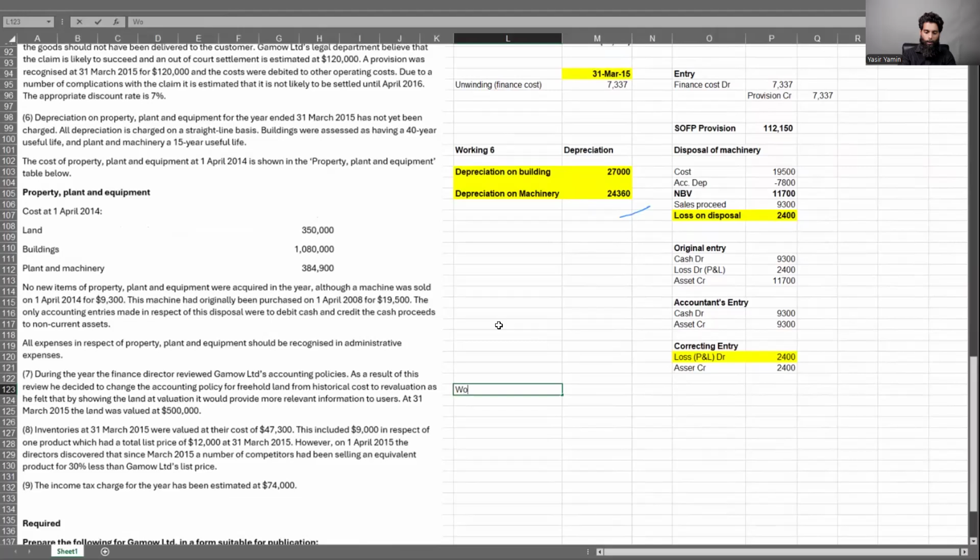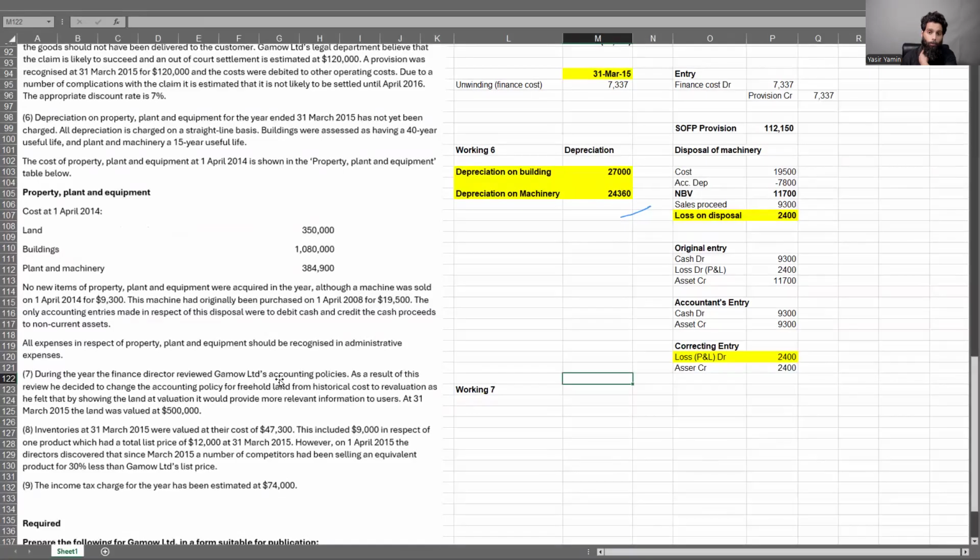Working number 7. Examiner says, note number 7: during the year, the finance director reviewed Gamow's Limited accounting policies. As a result of this review, he decided to change the accounting policy for freehold land from historical cost to revaluation, as he felt that showing the land at valuation would result in more relevant information to users. So basically, for your land, he has selected the revaluation model. And that's fine since it represents more relevant information for users.